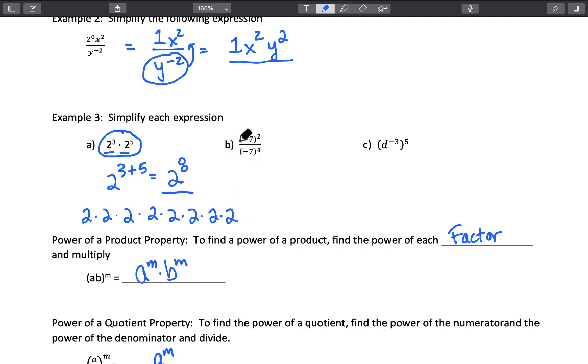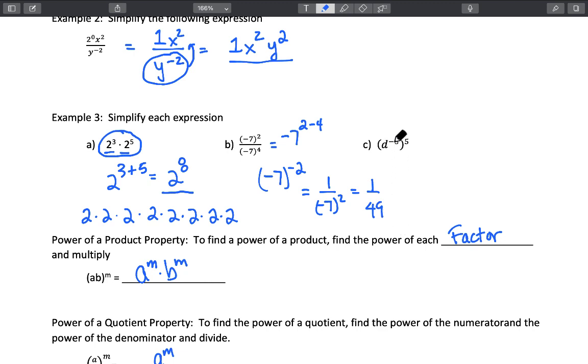Our next expression is negative 7 squared divided by negative 7 to the 4th. Now, to simplify this quotient, I am going to take negative 7 to the 2 minus 4. This gives me negative 7 to the negative 2 power. All right, we learned above that whenever that negative exponent appears in the numerator, we're going to send it down to the denominator. So this becomes 1 over negative 7 squared. When I square my negative 7, I end up with 1 over 49.